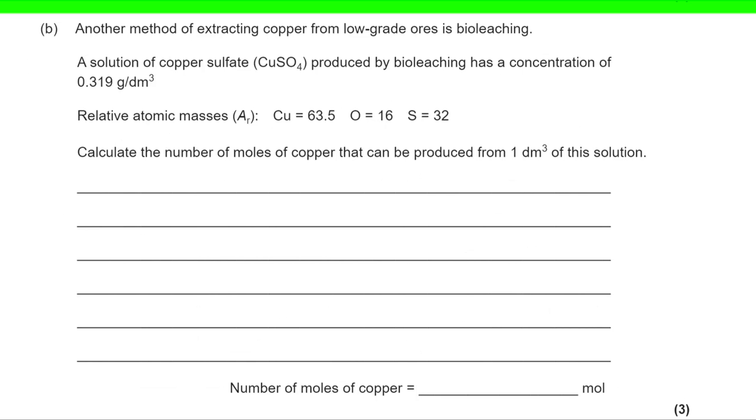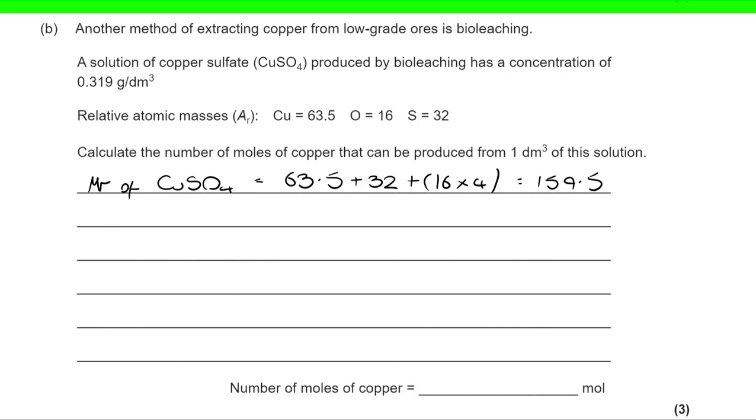Moving on to Part B, another method is bioleaching. A solution of copper sulfate is produced by bioleaching and it has a concentration of 0.319 grams per decimetre cubed. How many moles of copper can be produced from 1 dm cubed of this solution? So the first thing to do is work out the molecular mass. I've been given the atomic masses. If I'm not given them, they're on the periodic table. Copper sulfate comes to 159.5.